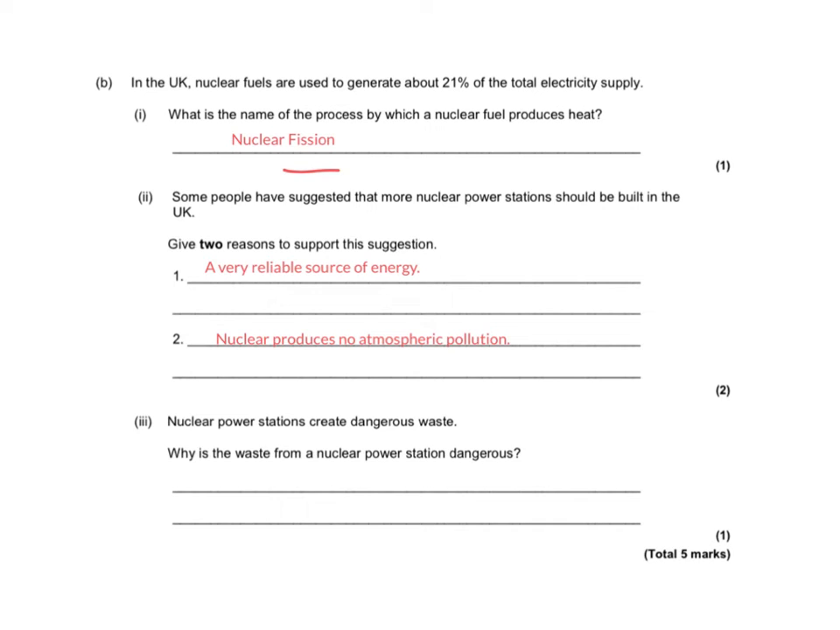That is, it's a very reliable source of energy, so it produces lots of energy. It's always producing electricity when you need it, and it's very reliable. That's the main advantage to nuclear, in my opinion. Okay, the other advantage to nuclear is it produces no atmospheric pollution. So it doesn't produce greenhouse gases, it doesn't produce carbon dioxide, it doesn't contribute to global warming. I think those are personally my 2 reasons why nuclear power stations should be used.